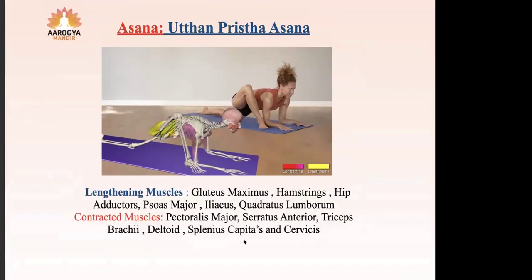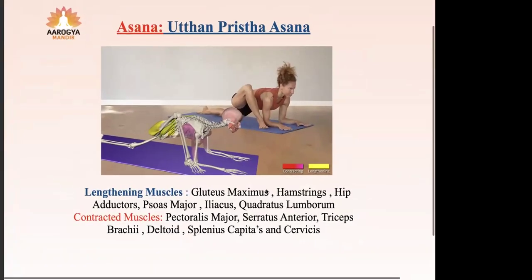Now coming to the next posture, lizard posture, also called Uttan Prishthasana. Uttan Prishthasana is again an important posture for those who suffer from pelvic floor tightness and those who have a very stiff body. They should practice this to enhance and practice the advanced postures.